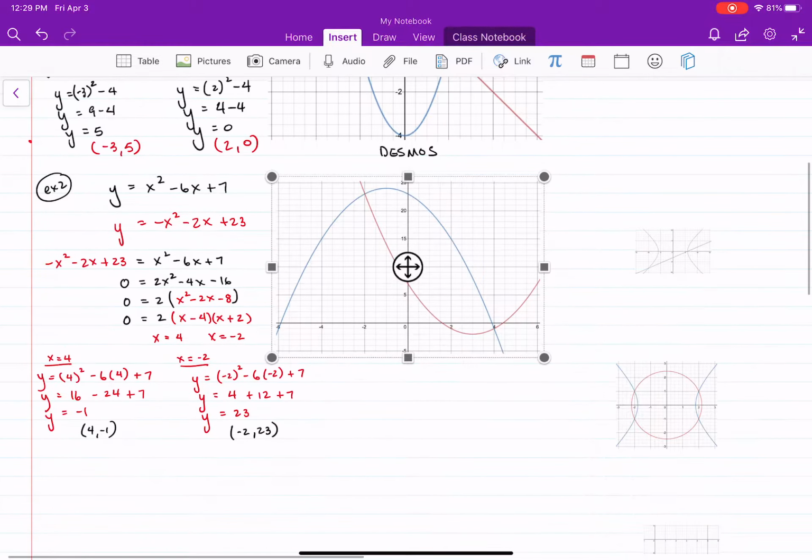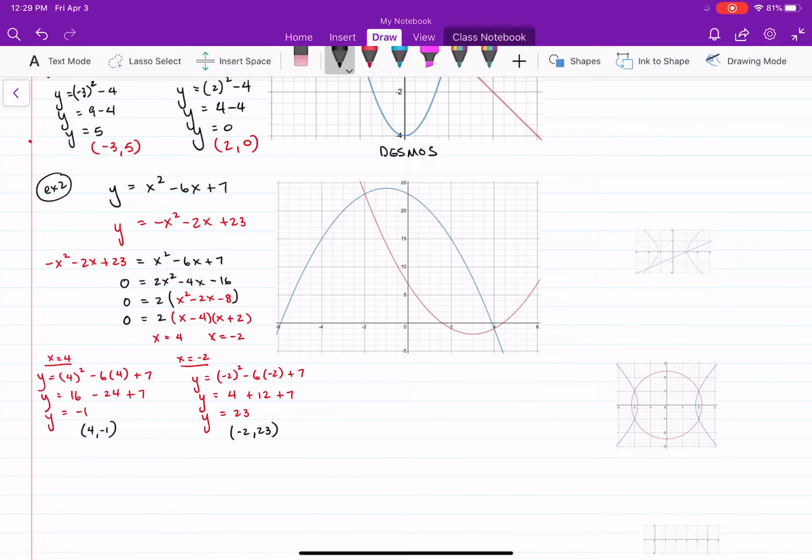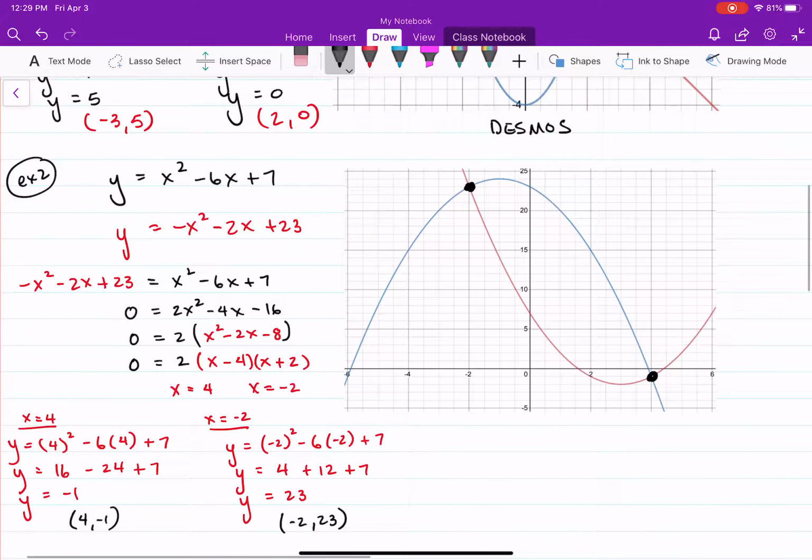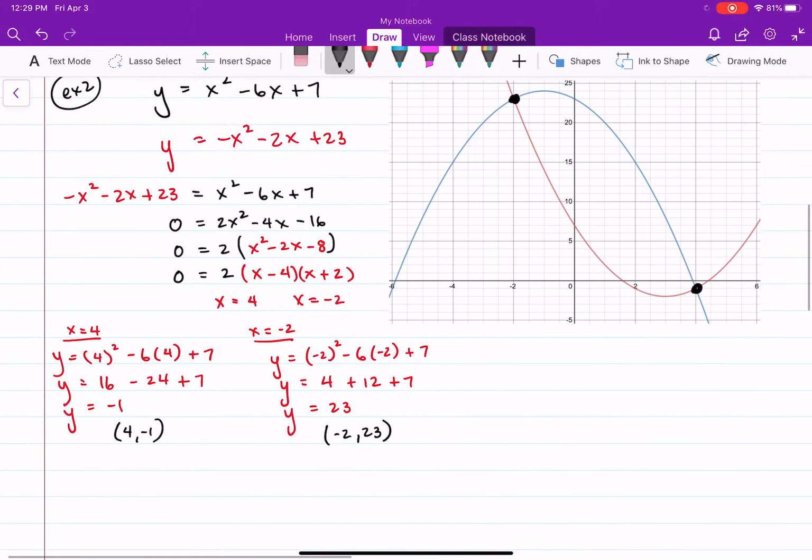Okay, so this is what my picture would look like right there. All right, it is 2 parabolas, one's smiley, one's frowny, right? And it would meet at these 2 points here, that point, and that point. All right, the negative 2, 23 seems about right, and then the other one, 4, negative 1, seems about right as well, okay?